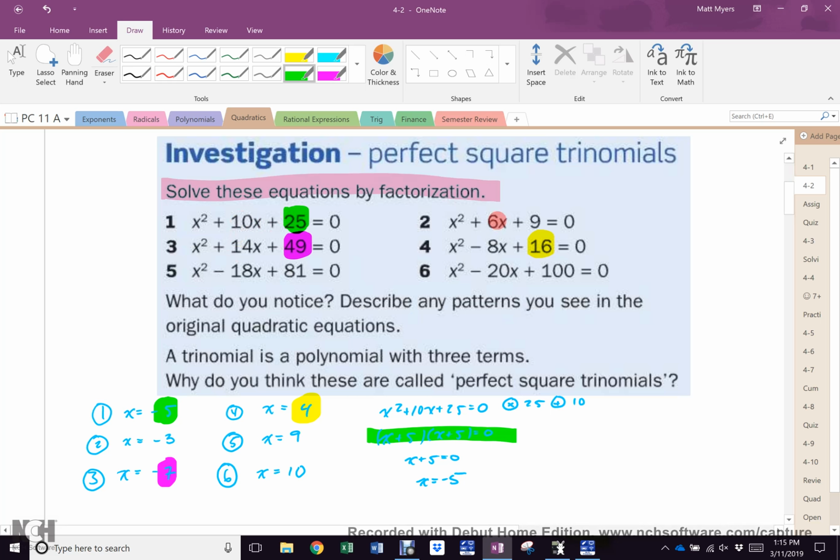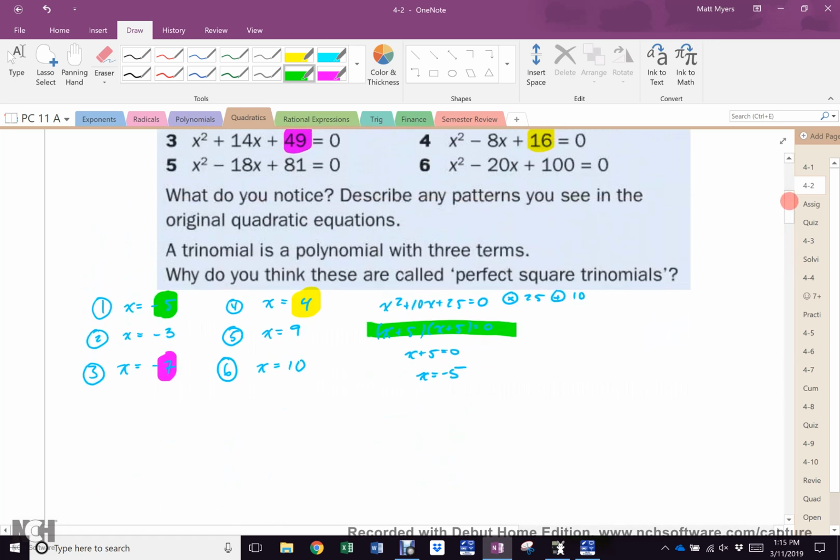What's half of 6? What's 3 squared? 9. What's half of 14? What's 7 squared? 49. What's half of negative 8? Negative 4. What's negative 4 squared? 16. What's half of negative 18? Negative 9 squared? 81. Half of negative 20? Negative 10 squared? Positive 100. Everybody see the patterns?